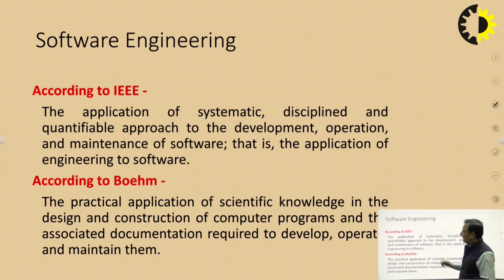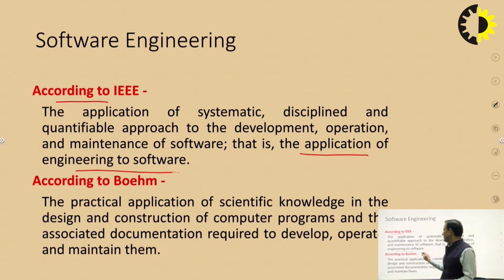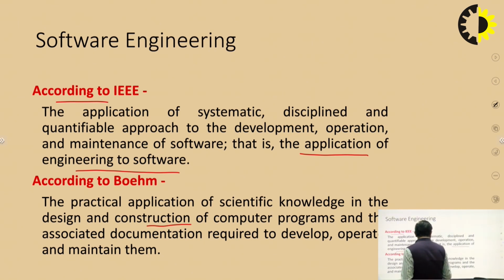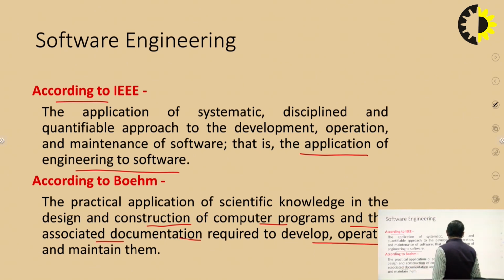The definition according to the IEEE specifies the application of a systematic, disciplined and quantifiable approach to the development, operation and maintenance of software, that is, the application of engineering to software. According to Barry Boehm, it is the practical application of scientific knowledge in the design and construction of computer programs and the associated documentation required to develop, operate and maintain them.